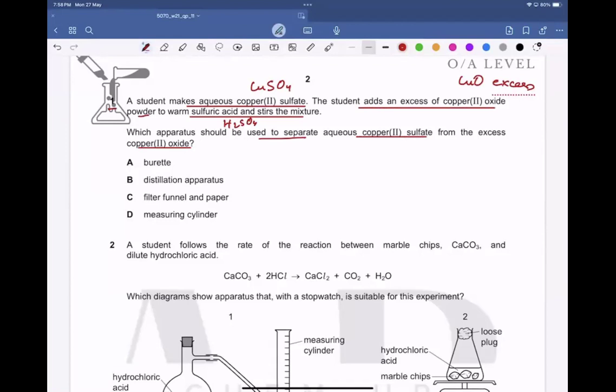So yes, very good, Rahim. We need a filter funnel and a filter paper to separate the solid and the aqueous solution. So C is the correct answer. Now question number 2.